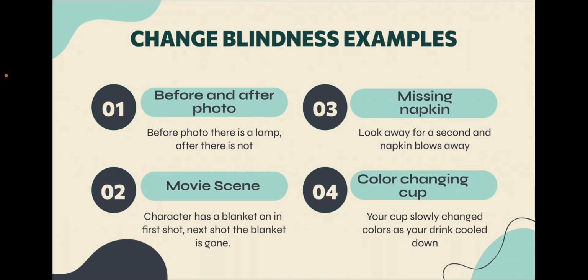In the third example, imagine you're sitting at a table and you look away for a second, like you hear a noise or something, you look really fast, and you look back and you don't notice that your napkin actually blew away off of the table. So in my final example of change blindness, you have one of those color changing cups that changes with the temperature, and it slowly changes color as your drink cools down, but you don't notice that your drink is actually changing color. So in all of these examples, the stimulus changes either slowly or with a break in your visual scene, and you fail to notice the change.